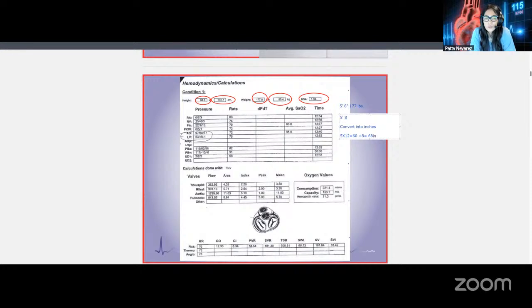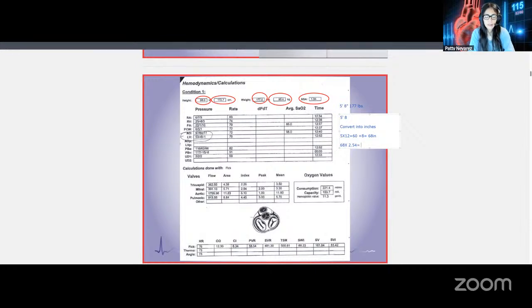Typically, when you ask your patient what's your height, they're not going to tell you, oh, 68 inches. They're going to tell you 5'8", 5'3", 6'1", whatever it is. So you can get that. Now, once you have gotten the inches, you are going to get 68, and then you are going to multiply by, this is a constant, 2.54.